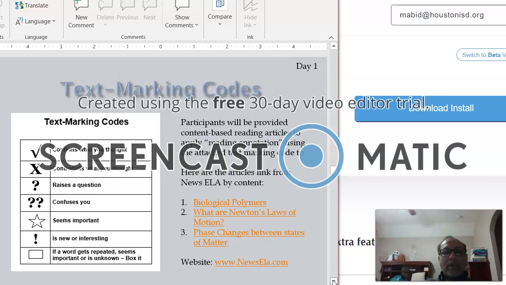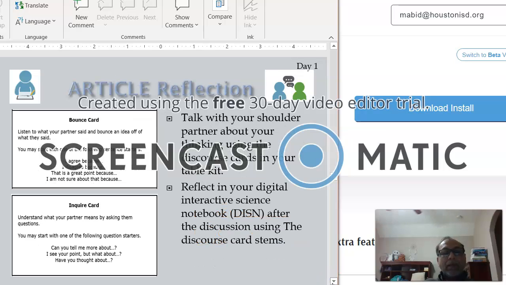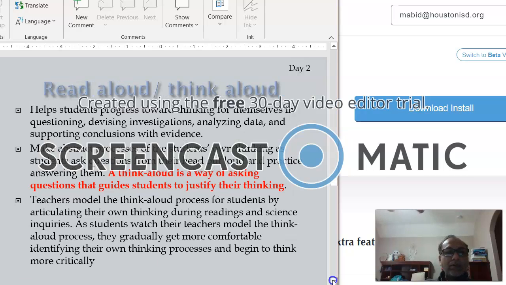And then I will provide different Lexile-based articles and use this text marking code for teachers to apply. This is one of the great literacy strategies. And here are some articles that I will provide them. And then they will reflect on the article by using a bounce card and inquire card. So those are academic discourse cards.